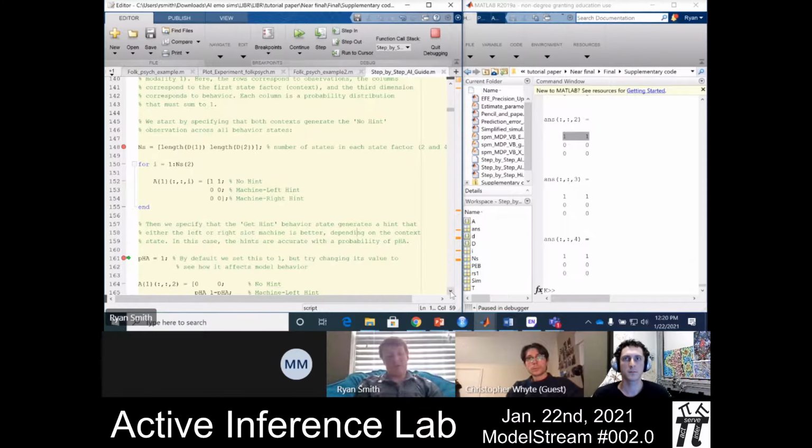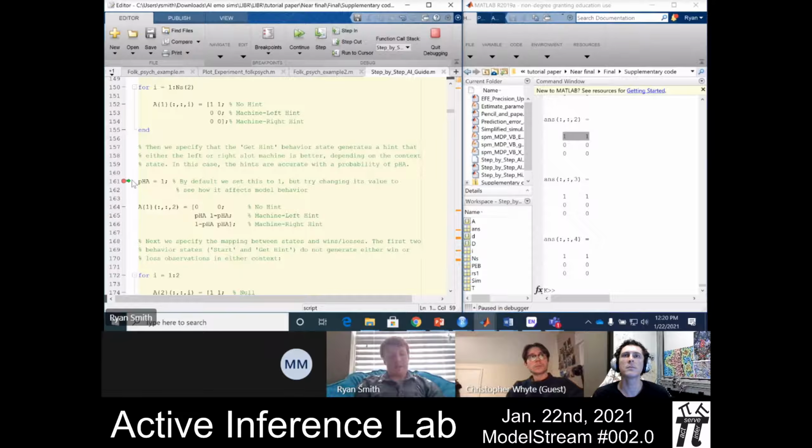But then what I'm going to do is define this thing PHA, which is the probability of the hint being accurate. And again, this is just to make things a little bit concise and convenient.